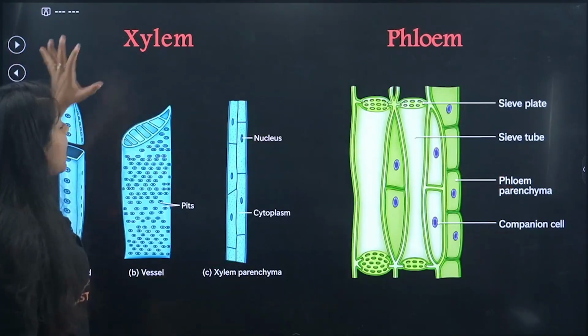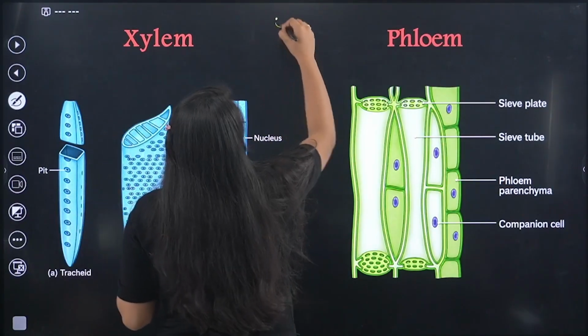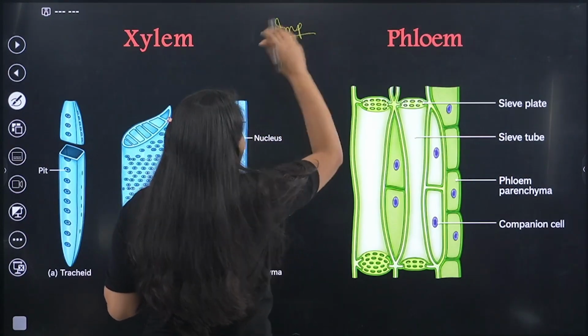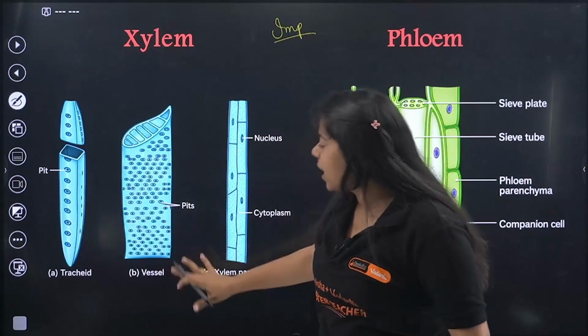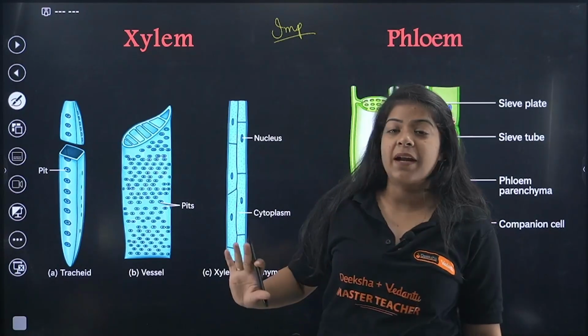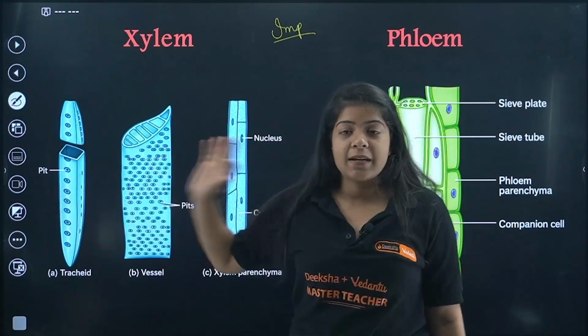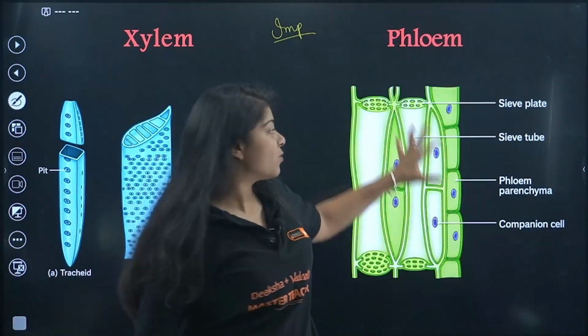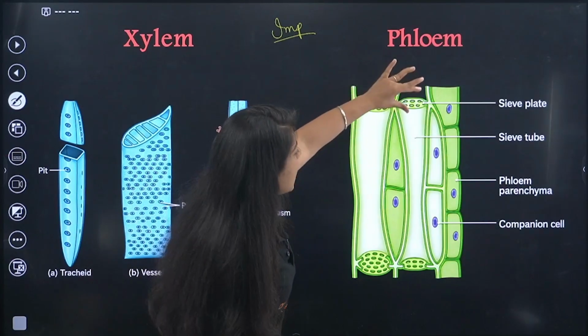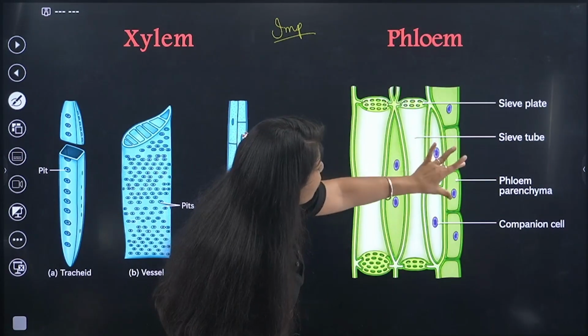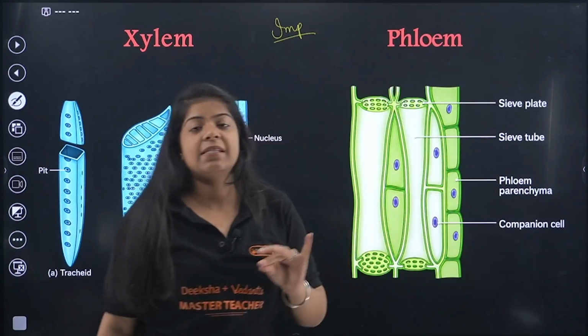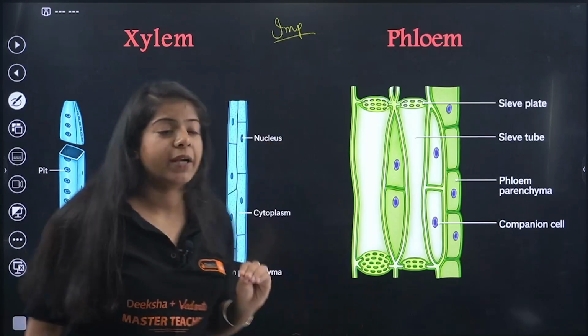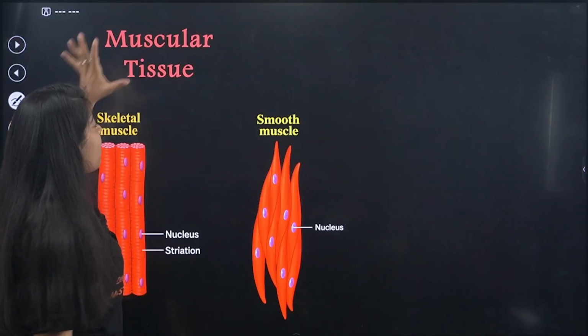Okay, next we have xylem and phloem. Again, very important. We have tracheas, we have vessel, we have xylem parenchyma. All these three diagrams are important, and in phloem as well you need to clearly mention these are sieve plates, these are sieve tubes, phloem parenchyma, these are companion cells. Again, very important.